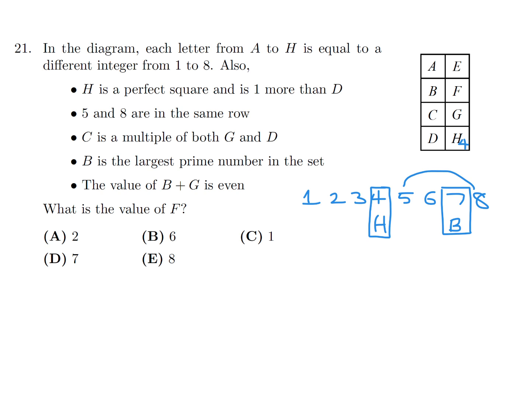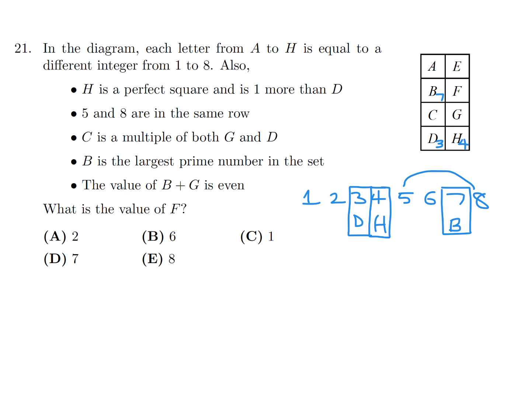H is a perfect square and is 1 more than D. Well, therefore, D would be 3, since H is 1 more. That's pretty good. Let's fill this in now. D was 3, and then B was 7. 5 and 8 are in the same row. I still don't know where 5 and 8 go, but they could go in the AE or the CG.